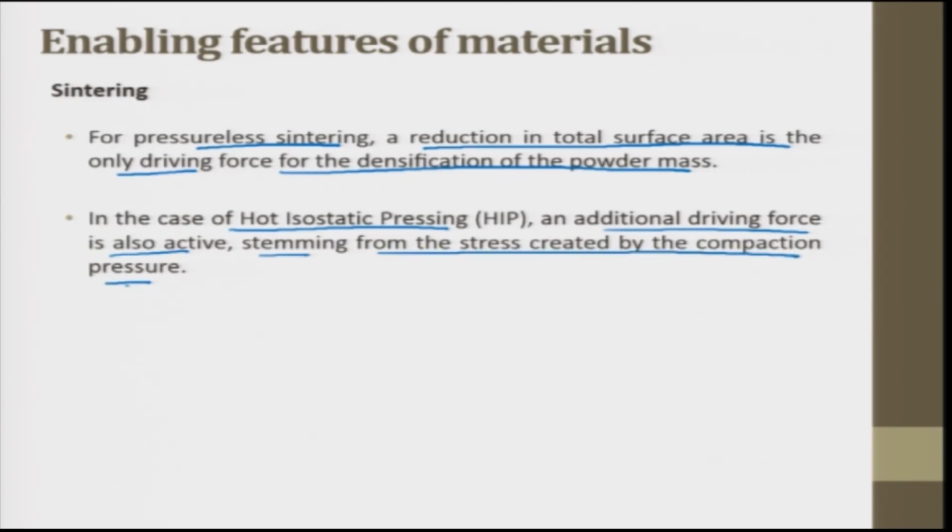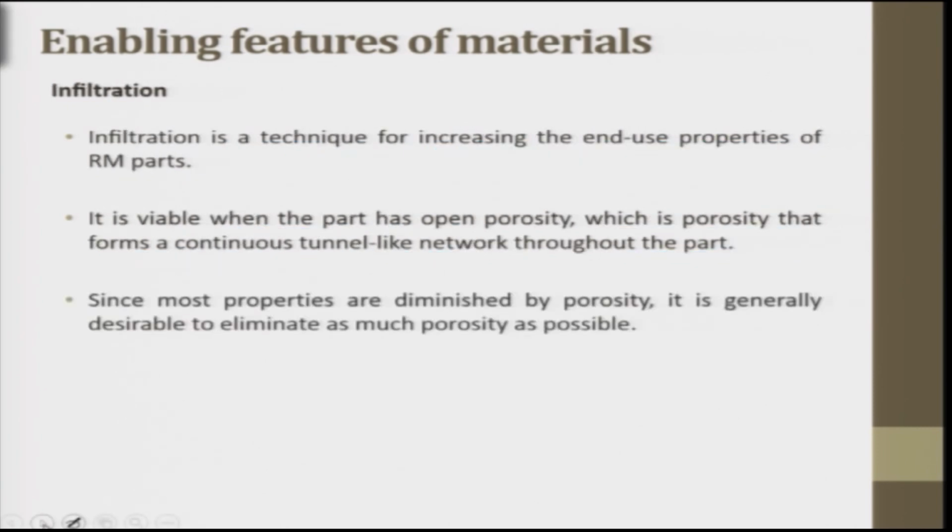So, this is sintering. Next is infiltration. Infiltration is a technique for increasing the end use properties of rapid manufactured parts. It is viable when the part has open porosity, which is porosity that forms a continuous tunnel like network throughout the part. Porosity is also again one of the defects. Porosity is a very common word and mechanical people do understand. Porosity is the existence of pores in the core or on the surface of the material that is produced.